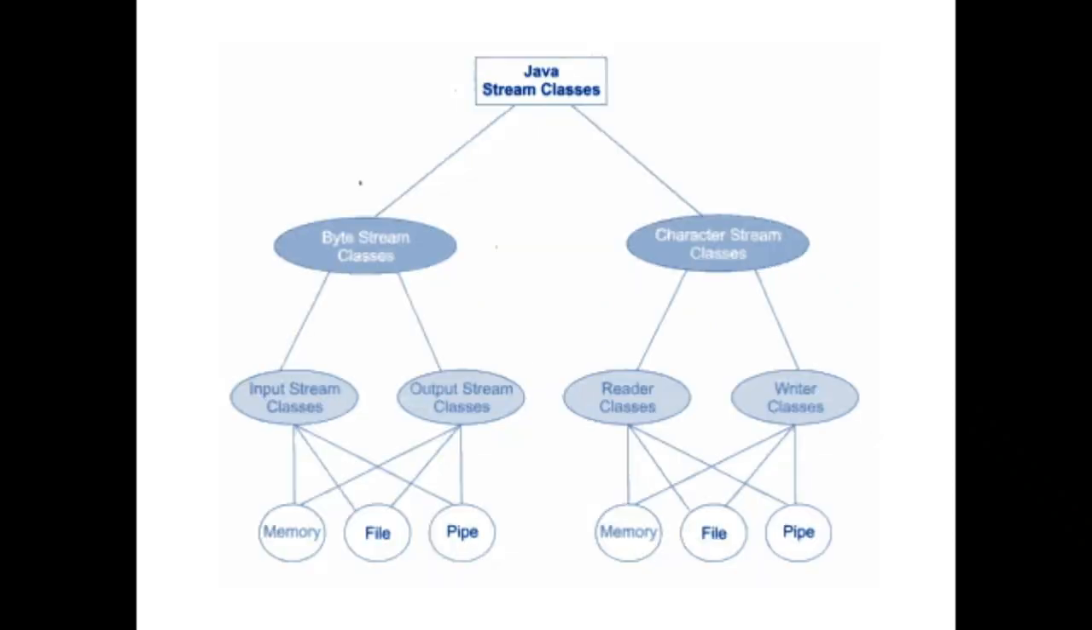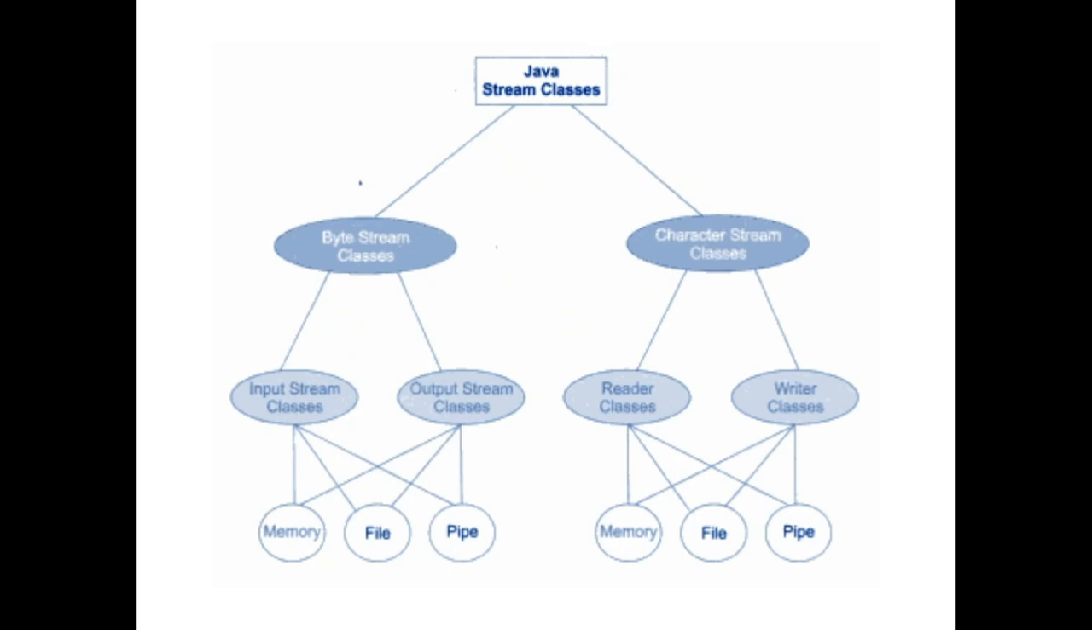Okay, let's move ahead. Now this is the stream hierarchy in Java. Streams are classified into two basic types, namely input stream and output stream. An input stream extracts or reads the data from a file and transmits it to the application. Similarly, an output stream takes data from the application or maybe some other device and sends it to the destination.